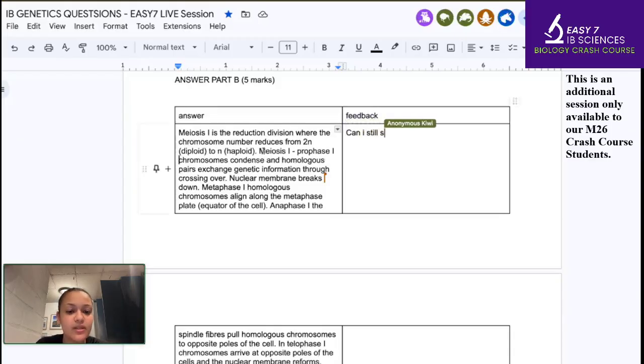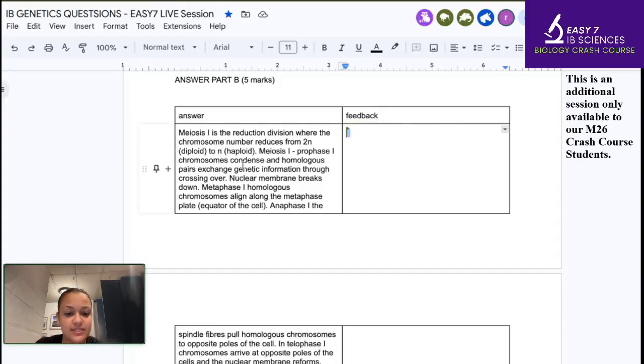Well done. And just specify that it is, yes, you can say, yes, good question, Anonymous Q. You can say diploid to haploid. I just wanted you to make sure that you know that in humans, it's going from 92 to 46. But it's still called diploid to haploid. Every division is diploid to haploid. That's absolutely correct. But I'm just giving you that extra level of detail to help you out.